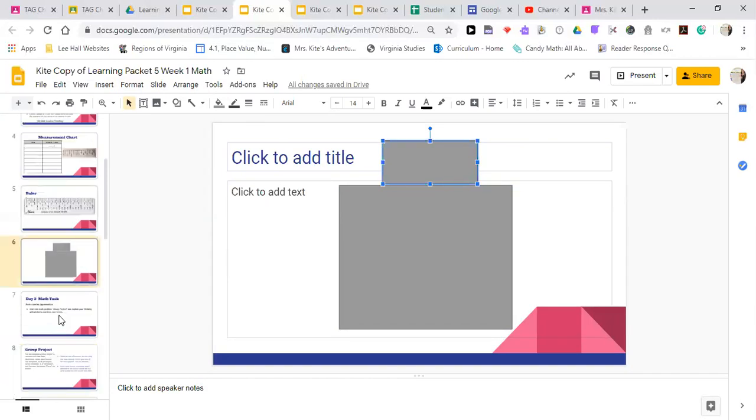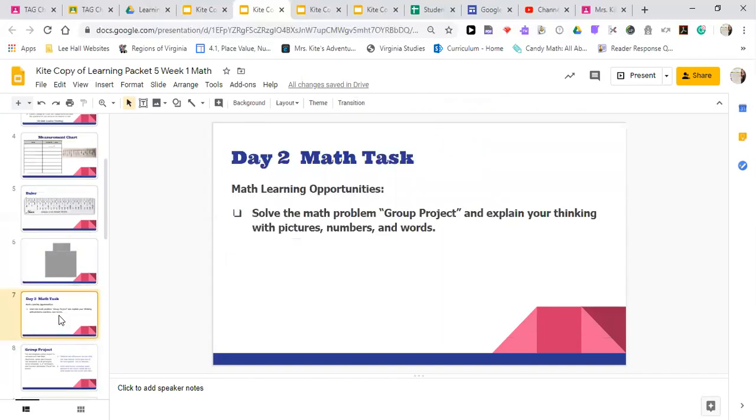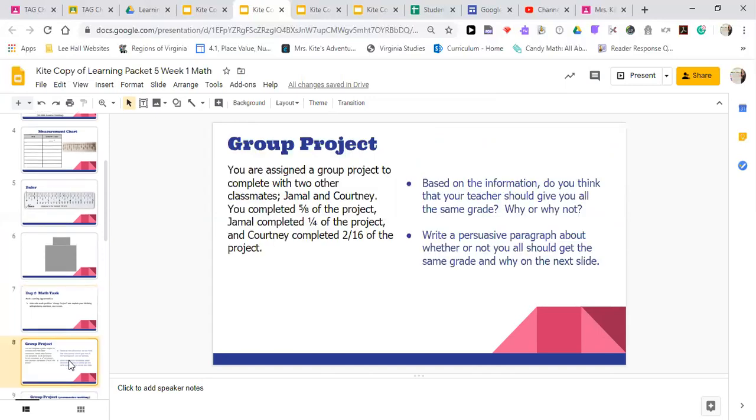So now let's look at the day 2 math task. We're going to solve the math problem group project. We're going to explain thinking with pictures, numbers, and words. So I want us to look at this because I want to point out a few things. You are assigned a group project to complete with 2 other classmates, Jamal and Courtney. You completed 5/8 of the project, Jamal completed 1/4 of the project, and Courtney completed 2/16 of the project.